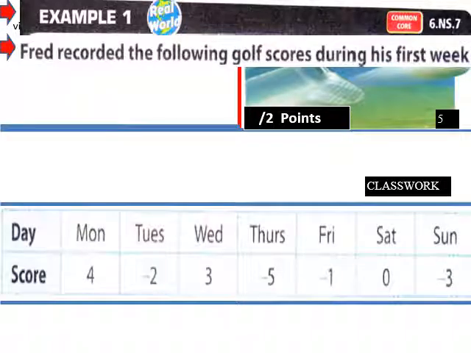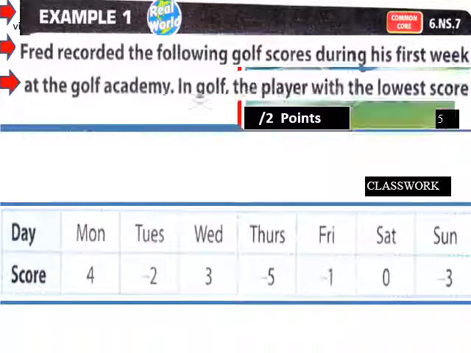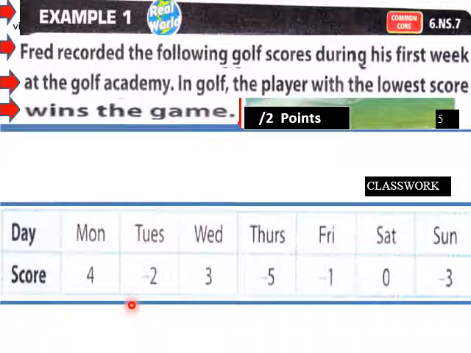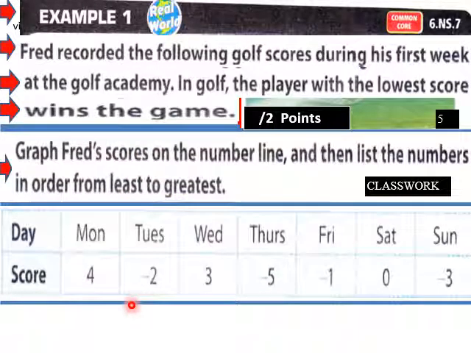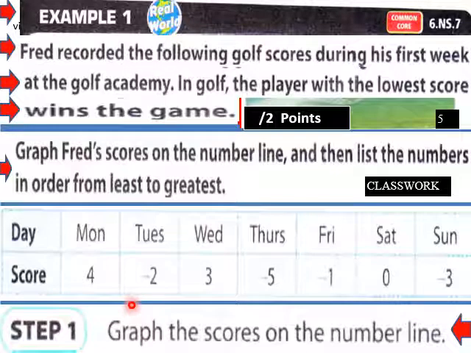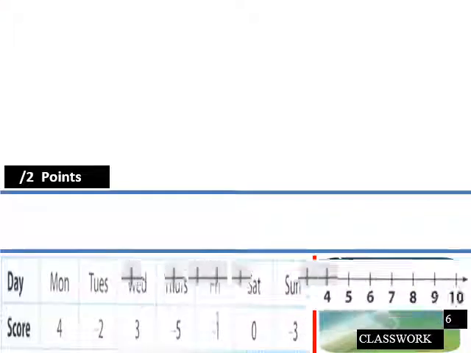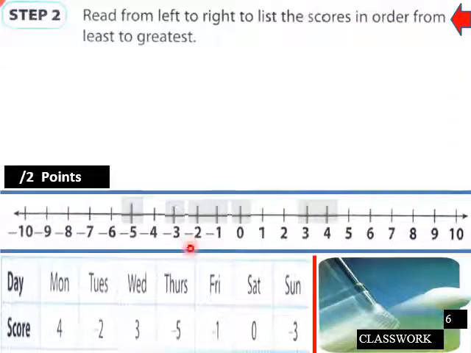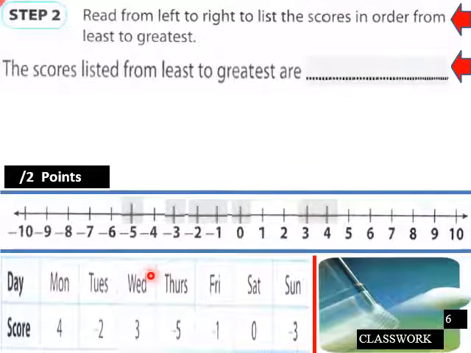Okay, example 1. Fred recorded the following golf scores during his first week at the Golf Academy. In golf, the player with the lowest score wins the game. So graph Fred's scores on a number line and then list the numbers in order from least to greatest. So we're going to graph these on a number line here. Here's our number line here, and then we're going to go ahead and plot these from least to greatest.